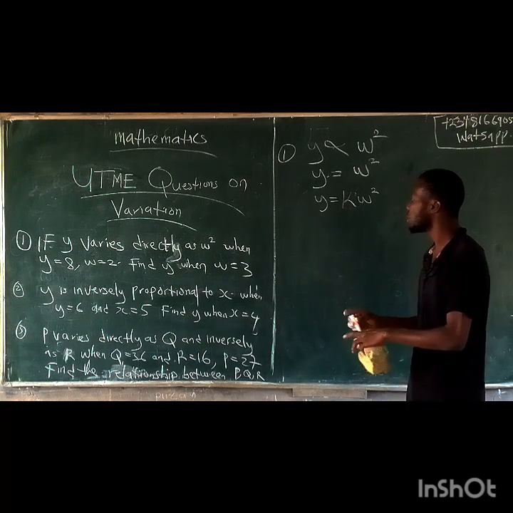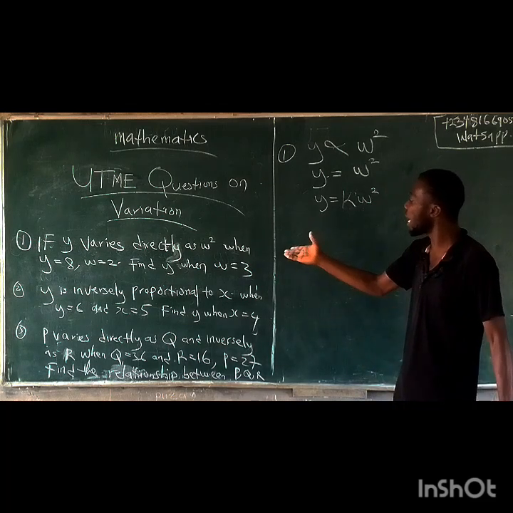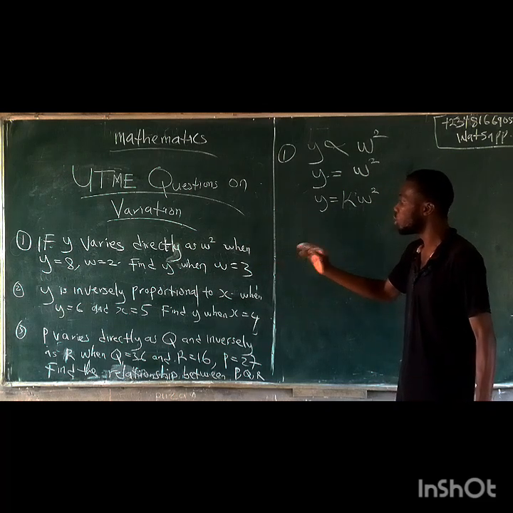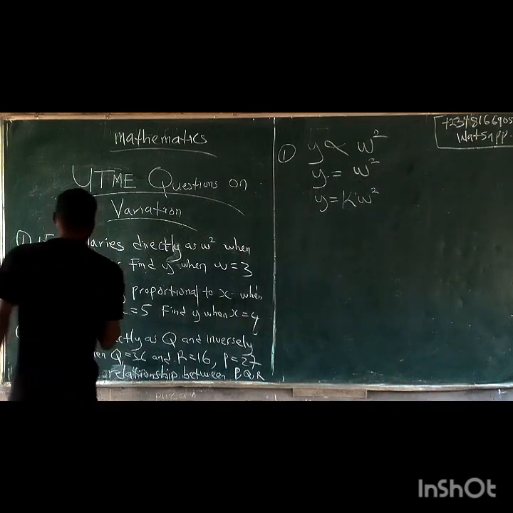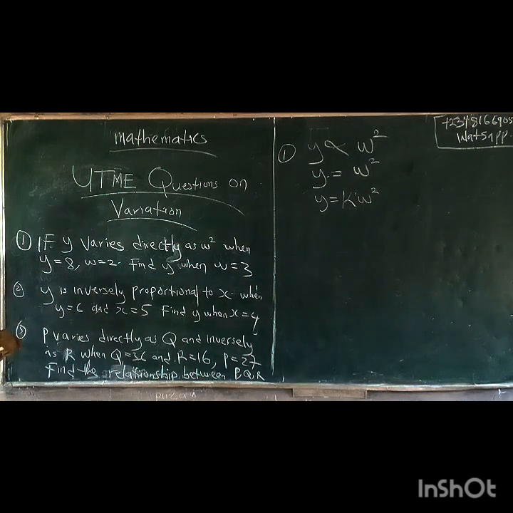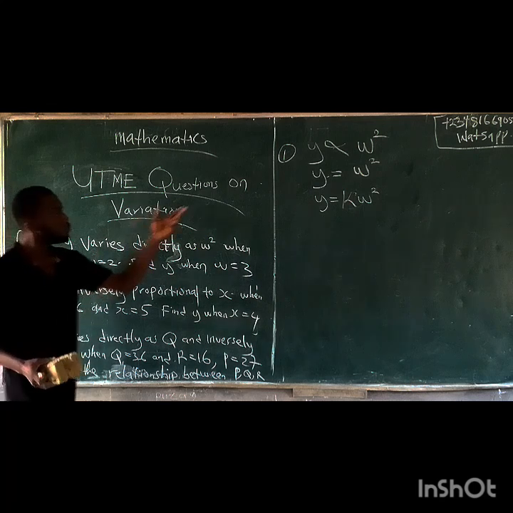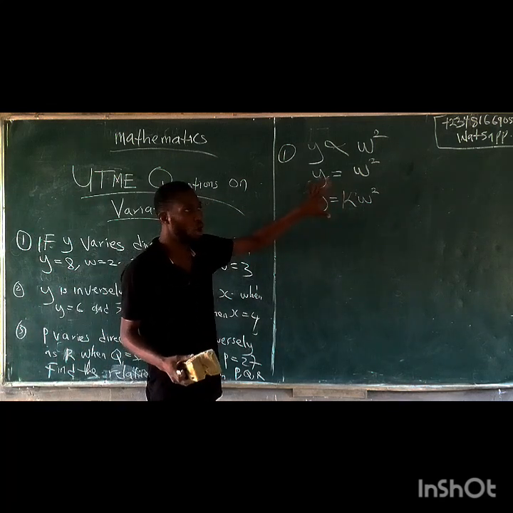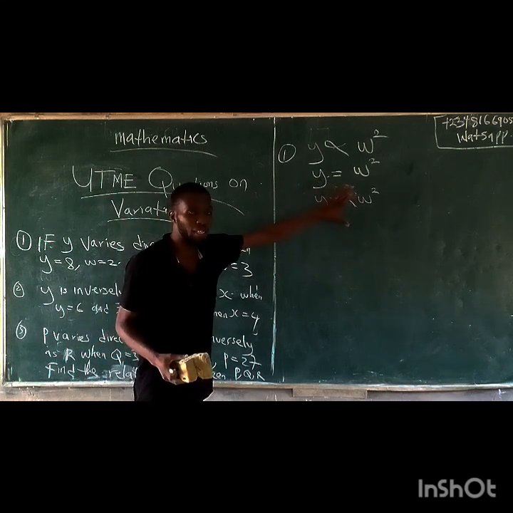Now, they gave us some information: when y equals 8 and w equals 2. Make sure that when you are dealing with variation, the first information given to you is for you to find your constant. That's why they give you the full information. Now we need to find our constant using this relationship, and it is a direct variation.